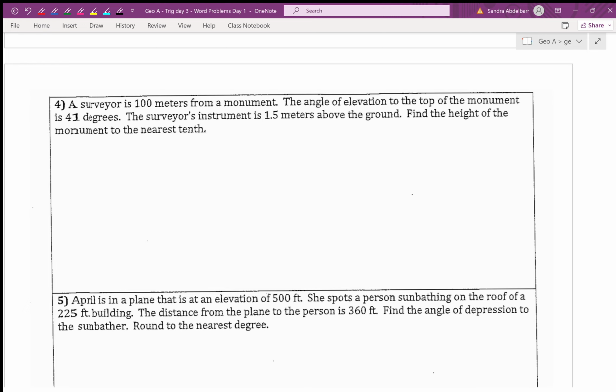I'm going to read it through one more time. A surveyor is 100 meters from a monument. The angle of elevation to the top of the monument is 41 degrees. Don't draw this, but Oscar, do you have a question? Sure. All right, generally speaking, if I just read this first sentence, it says the angle of elevation to the top of the monument is 41 degrees. Here's my monument, and I would draw one ray looking up at the monument and one ray horizontal. That's what I would normally do. But don't draw this because that's wrong.